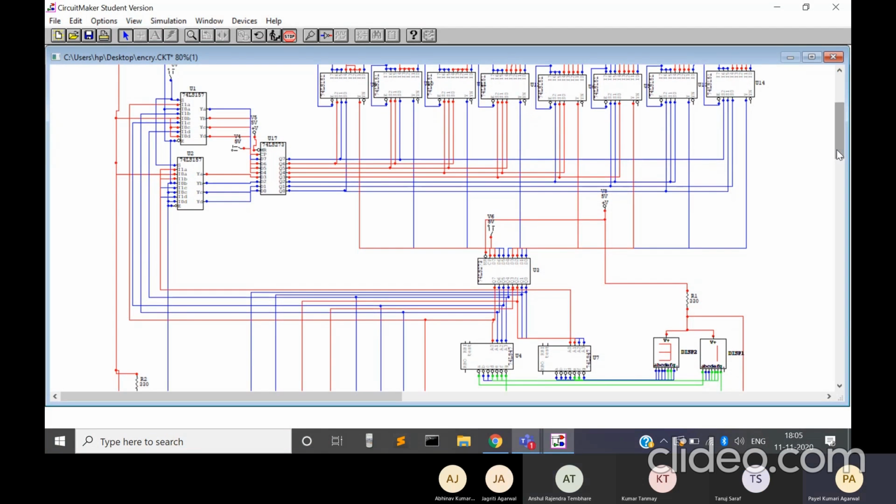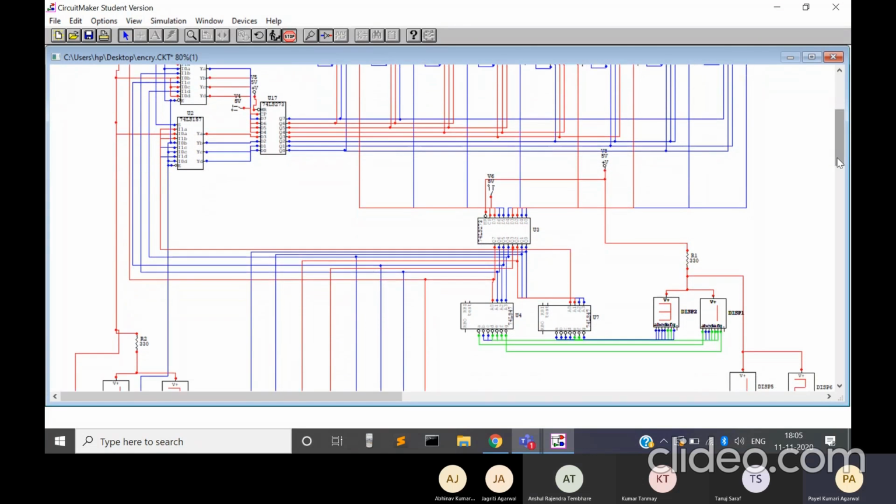Now, after the key is generated, we will see how we are feeding the data and encrypting it into a ciphertext and decrypting it back.